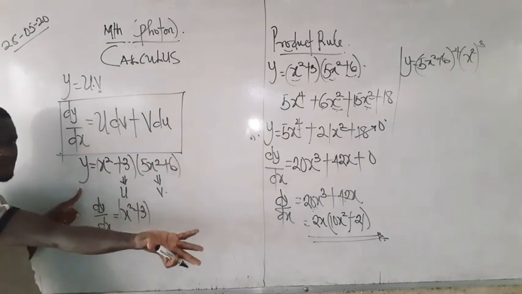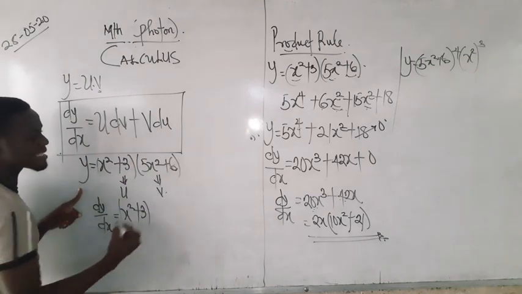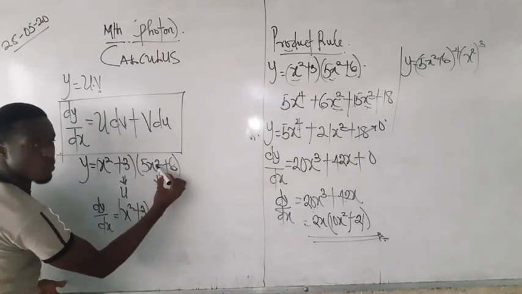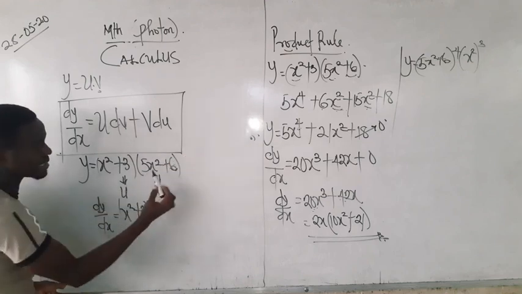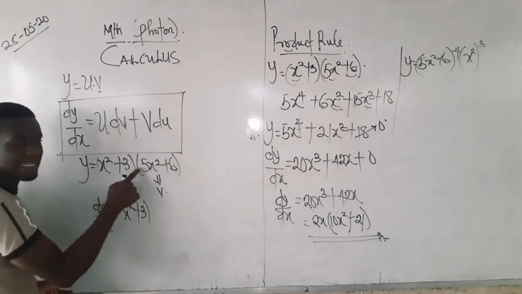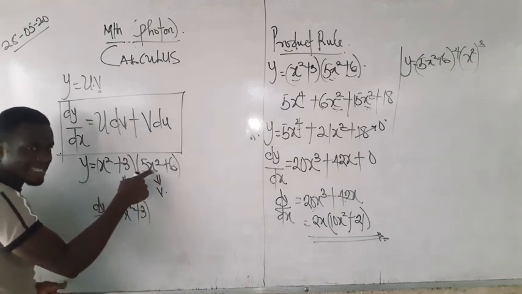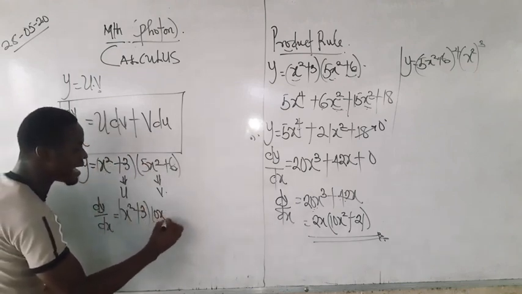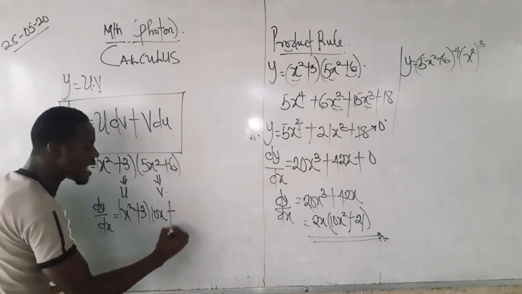You already know how to differentiate. If you differentiate 6, you get 0. If you differentiate 5x squared, apply what we did previously: 2 times 5 gives us 10, x, and 2 minus 1 is 1. So the answer here is 10x. The next thing is to apply my plus sign.